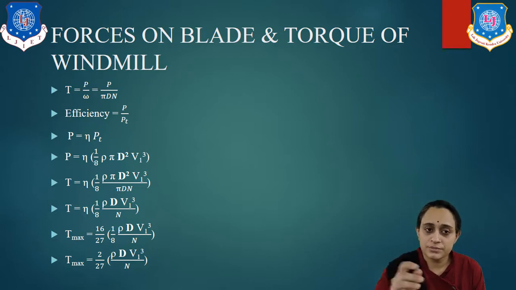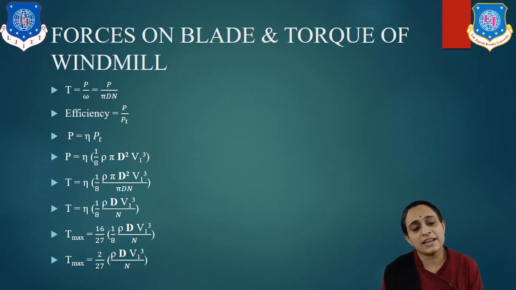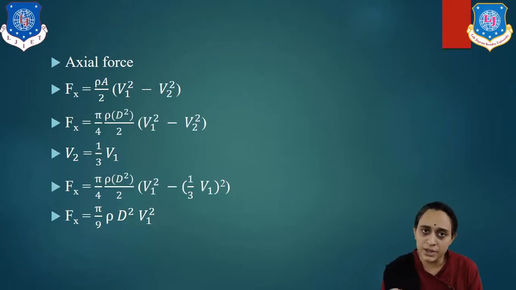Okay. So now let us find out the axial force equation. Now what is the axial force? So axial force is equal to rho A by 2, or we can write half of rho into A, V1 square minus V2 square. So it is the axial force equation. Clear? Now let us put the value of area A. And what is the equation of area A? It is pi by 4 d square.